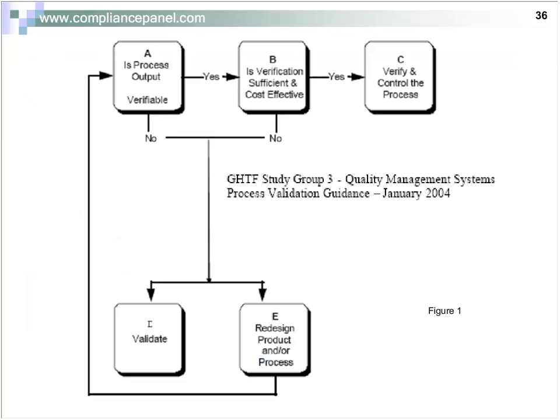If either the process output is not verifiable or verification is not sufficient and cost-effective, then it points down to a choice that we have. We can validate the process, or we can redesign the product and or the process so that we can get back into verification. So that is always an option for us, is to redesign the product or the process to get around having to validate a process. Of course, this is expensive to do in most cases, late in the design process to go back and redesign. So this step isn't often taken.